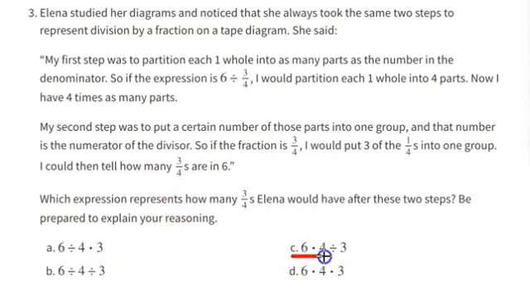Isn't this it? Because think about it. You have to find out how many 1/4s are in 6 based on what she said here, right? So that would tell you that there are 24 1/4s in that 6. And then you have to find out how many groups of 3 you could make out of that, which is why you then divide by 3.